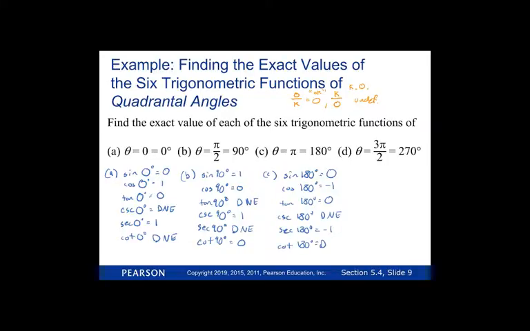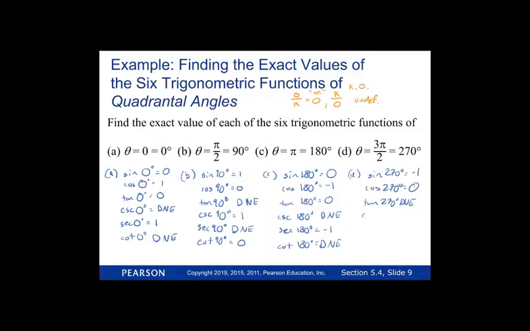Okay, let's do this last one and then we'll entertain questions. 270. What ordered pair are we considering on the unit circle? Here's 0, 90, 180, so 0, negative 1. Tell me about sine of 270. Negative 1. Tell me about cosine of 270. Tell me about tan of 270. It's going to be undefined. Does not exist.